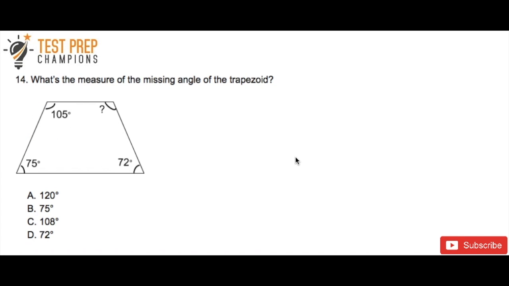Okay, question 14. What's the missing angle of the trapezoid? Go ahead and try this on your own. Okay, let's go over it. So what you have to know here is that a trapezoid is a type of a four-sided plane figure.